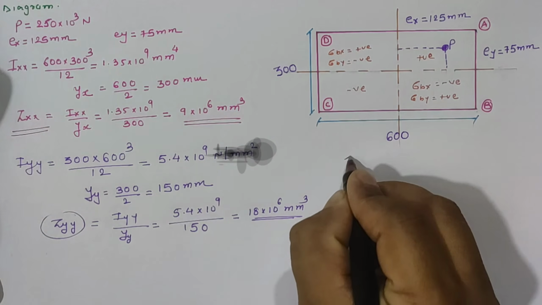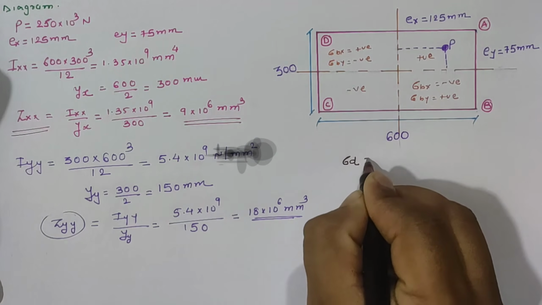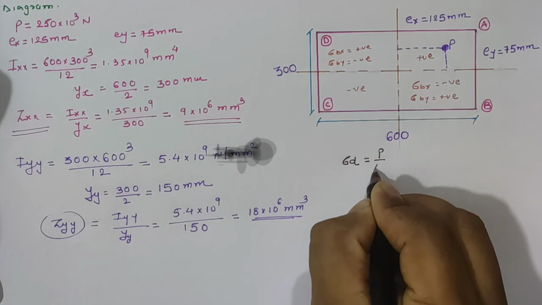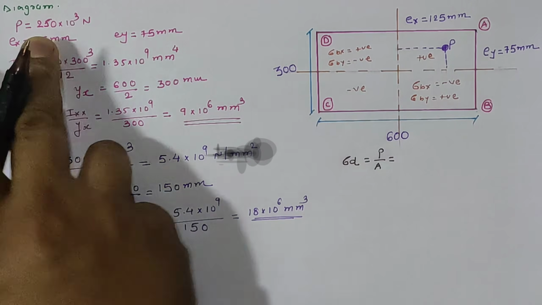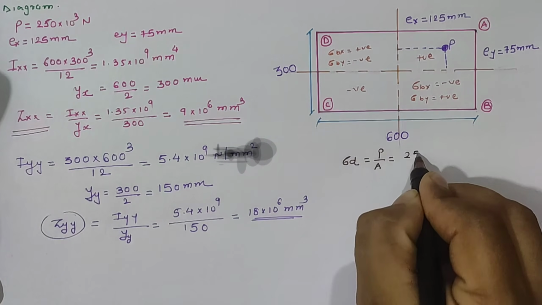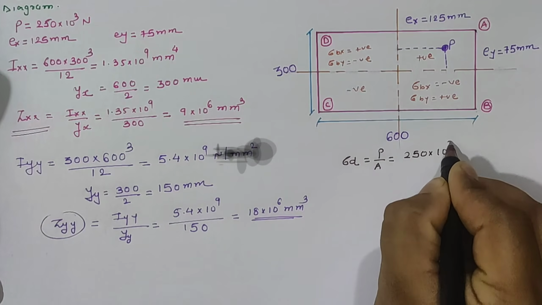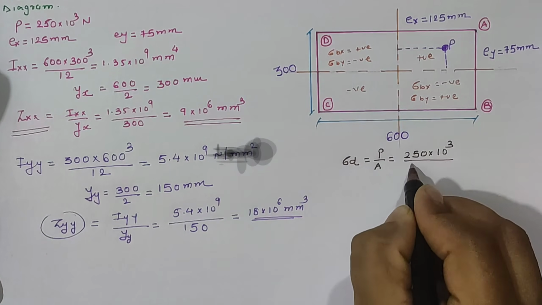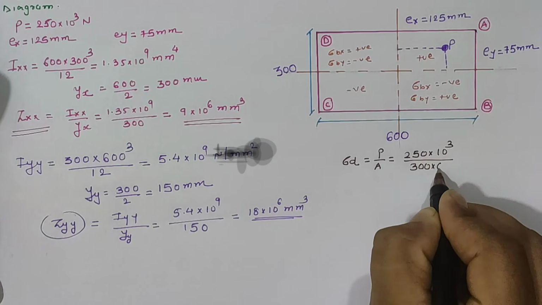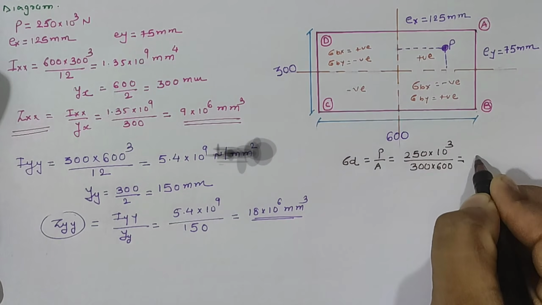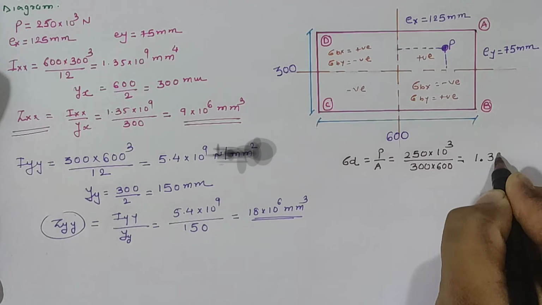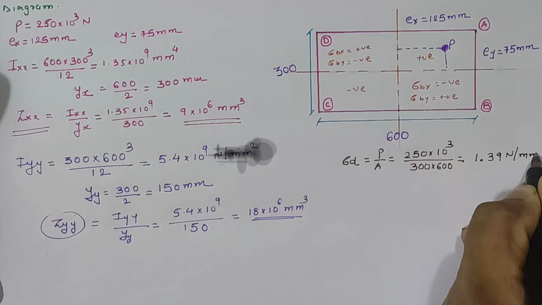First of all, our direct stress value can be calculated by P by A. Now P is given as 250 kilonewton, divided by cross sectional area, which is 300 into 600 as the size of the rectangle, and the value is 1.39 Newton per mm square.